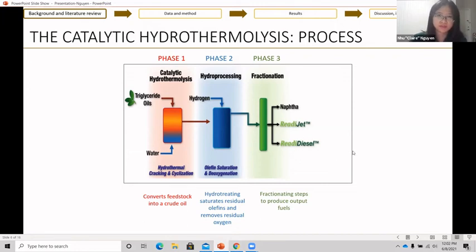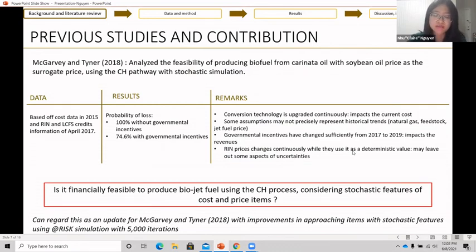and biodiesel. There are many studies before ours that examine the financial feasibility of producing different types of biofuels using different feedstocks and technologies. But we focused on the study of Macchiavi and Tyner because it is the only study so far to analyze the feasibility of producing biojet fuel from Carinata oil. They also use soybean oil price as a surrogate price. And they also use the CH pathway with stochastic simulation.